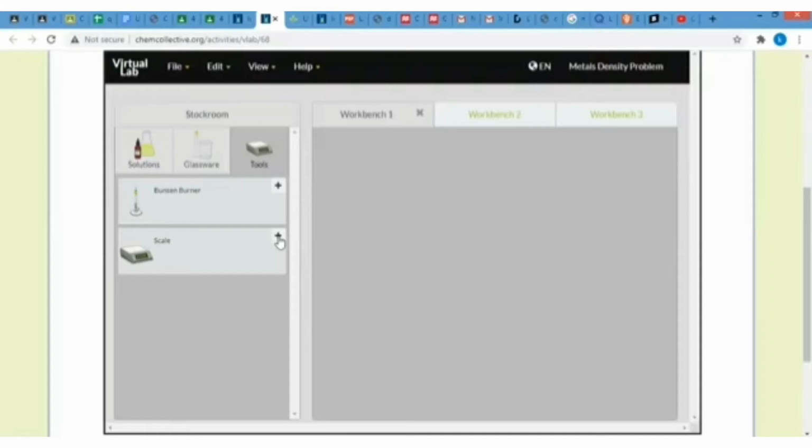For the metal density problem. Group members: Nancy Duarte, Derek Padillas, Isis Garcia, and myself, Asia De La Fuente.